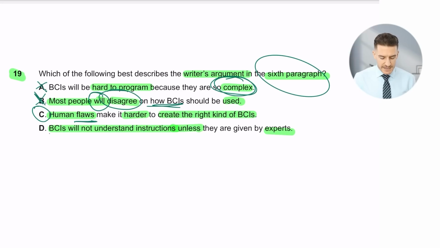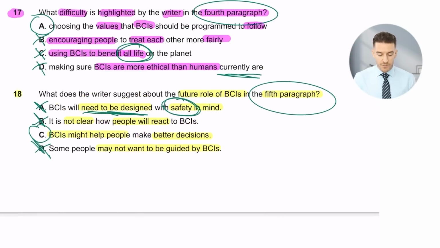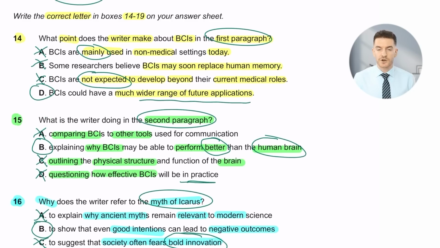And finally, D, BCIs will not understand instructions unless they are given by experts. Well, it did talk about instructions, but it didn't say anything about unless they are given by experts. So D is not correct. So for 19, option C would be the correct answer. So they were the multiple choice questions.